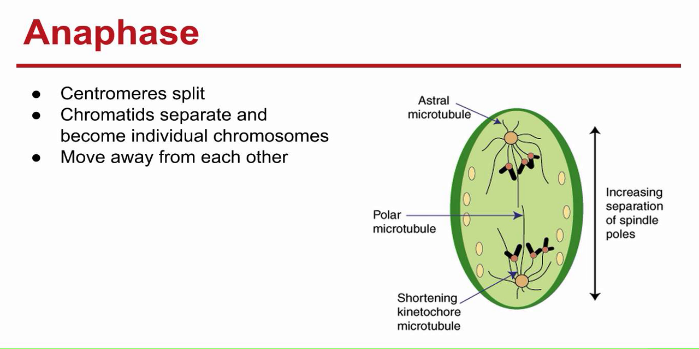Next we have anaphase. In anaphase, we see the centromeres split. The sister chromatids are separated and become individual chromosomes, and they move towards opposite ends until near the poles of the spindle, and then anaphase stops when the chromosomes stop moving.